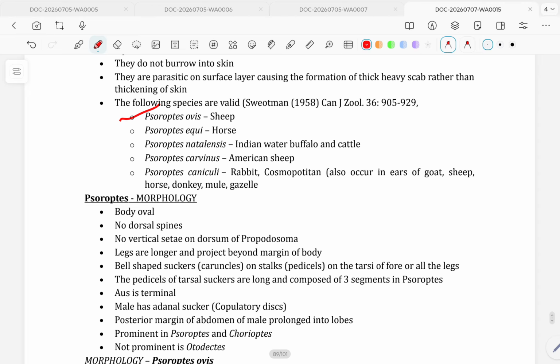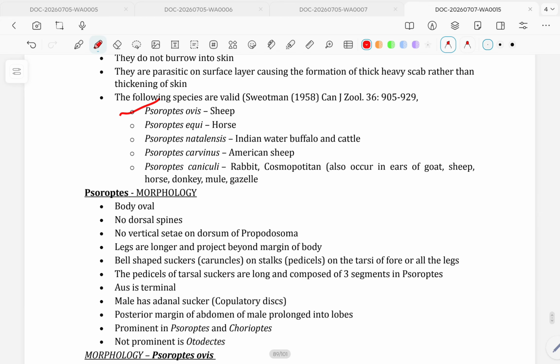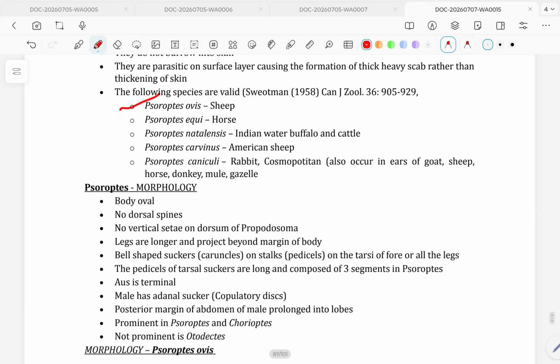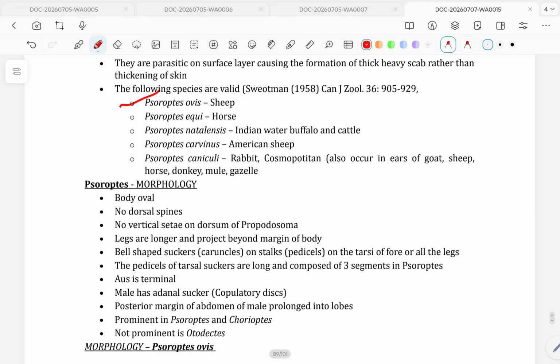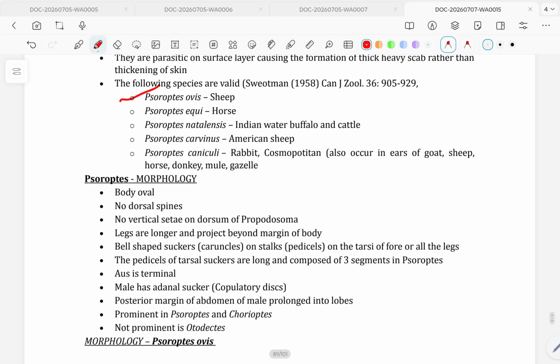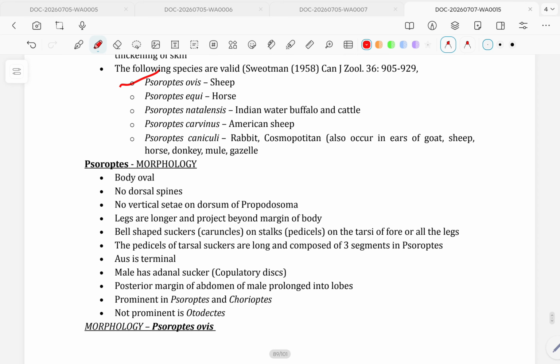Psoroptes cervinus (American sheep), Psoroptes cuniculi (rabbit, cosmopolitan, also occurs in ear of goat, sheep, horse, donkey, mule, gazelle, etc.).